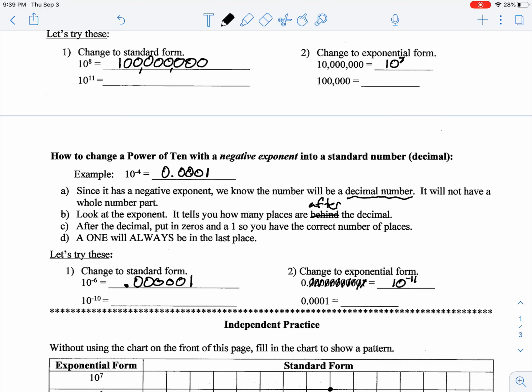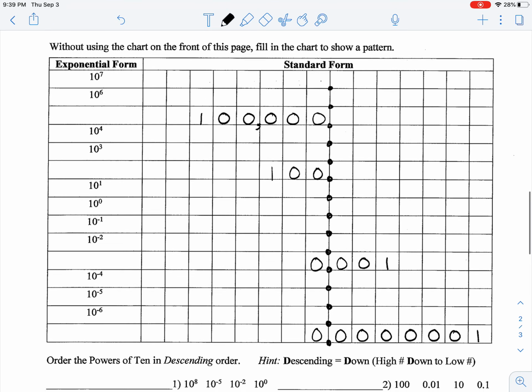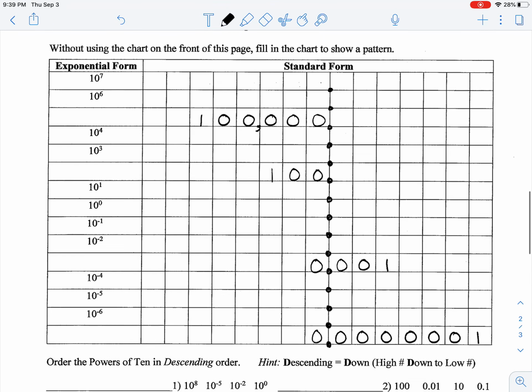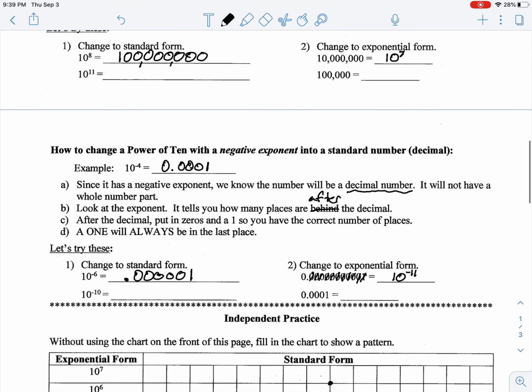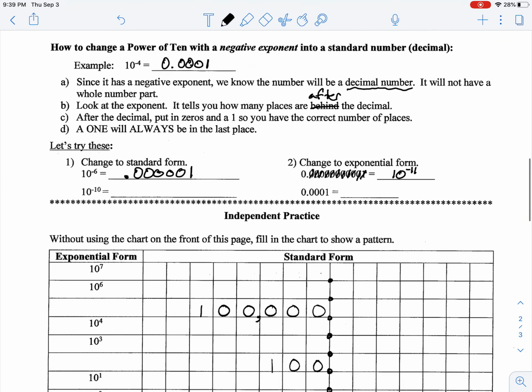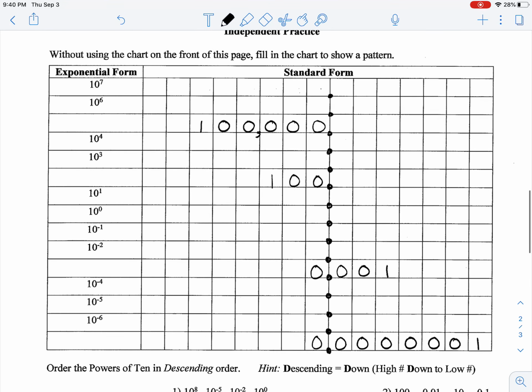So that is it for the notes today. The rest after this will be your independent practice. You will see this second page with the negative exponents on there as well. Don't worry about the top, because we did that in our notes right now. You're just going to take care of independent practice. You are going to try to fill out this chart. Try to do it without using the notes that we just took.